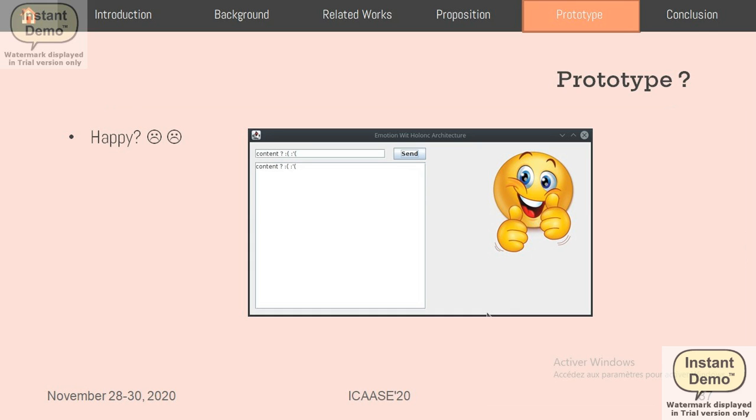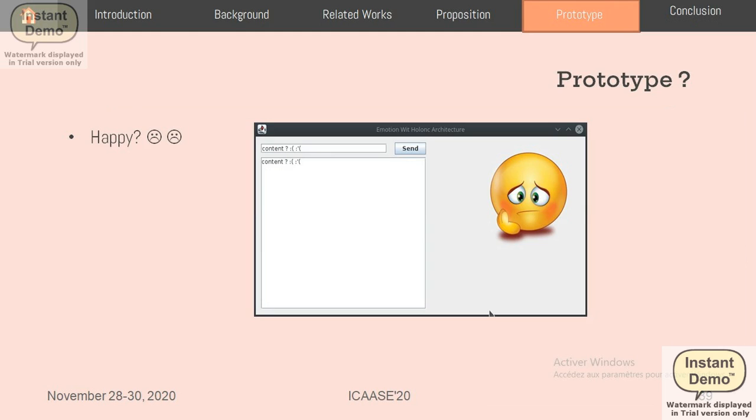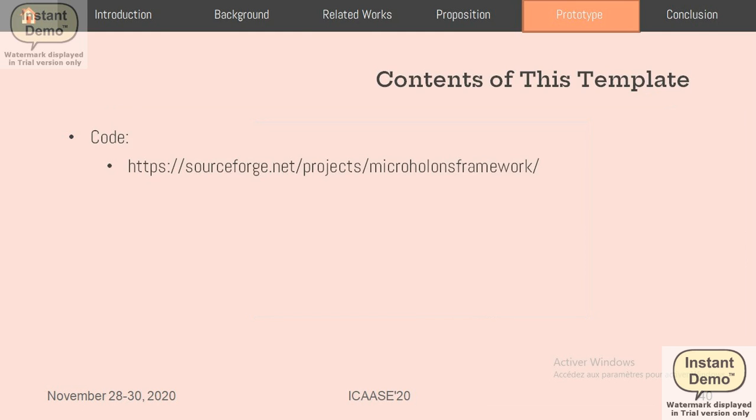emotional value. The architecture allowed the extension and the instantiation of a second processing agent that will use the emoji-based approach. This time, the system is able to determine in a correct way the emotional value of the sentence. The code is available on this URL if you want to test and evaluate the approach yourself.